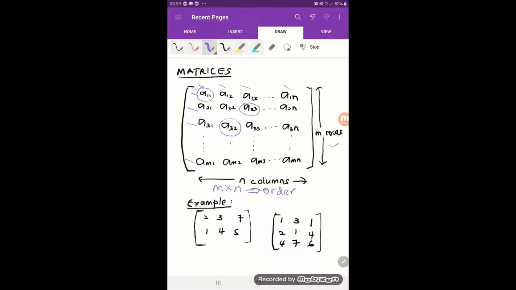For example, this is a matrix in order 2 times 3. That means the matrix contains 2 rows and 3 columns. This is a matrix in order 3 times 3. That means this matrix contains 3 rows and 3 columns. Both of them we call the order of the matrix.